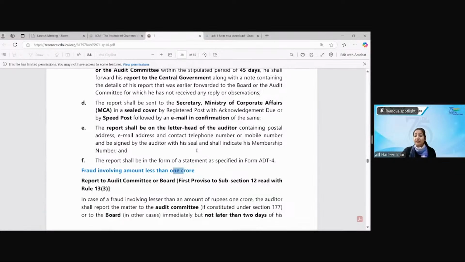I hope everyone is clear upon this point, because this is a very, very important point, children, related to the auditing report related to fraud. And what if the fraud is less than rupees 1 crore? Ma'am, you have told us 1 crore or more. What if the fraud is less than 1 crore? It is 90 lakhs fraud. It is 40 lakhs fraud. It is 50 lakhs fraud, 99 lakhs fraud. Then what will happen?